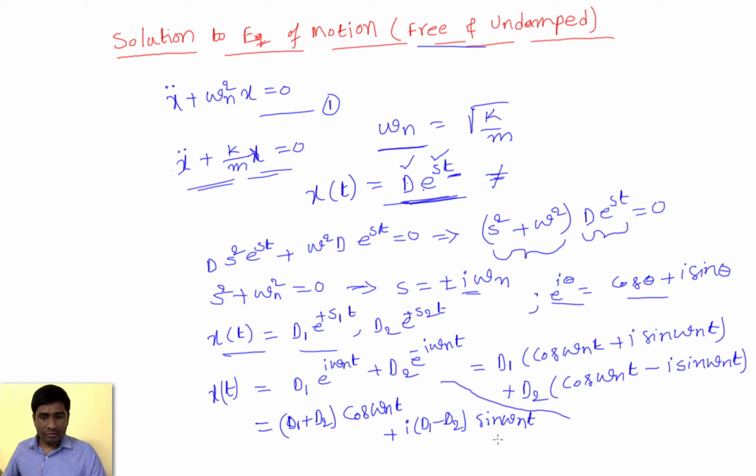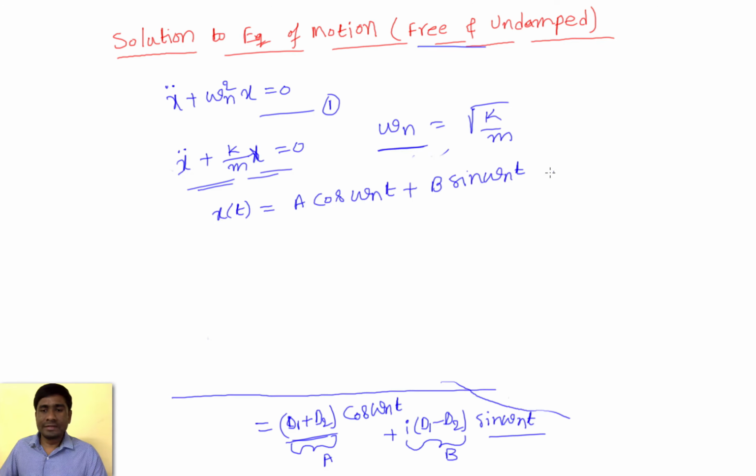This is the equation after taking cos omega n t and sin omega n t common. I will call this term A and this entire term B, including i, and this equation is rewritten again. So this is the final solution for this one, and here A and B are constants and unknown, so we need to find these constants from the given conditions. Further, the same equation can be modified into some other, easier form.